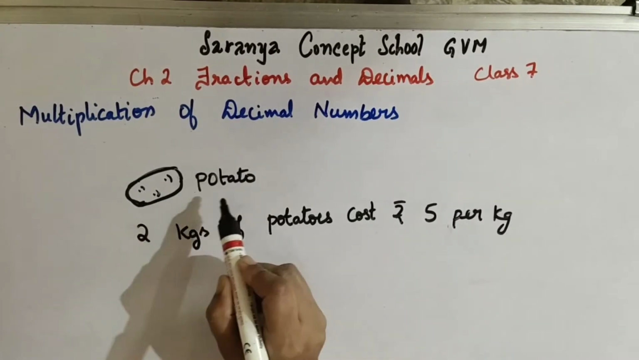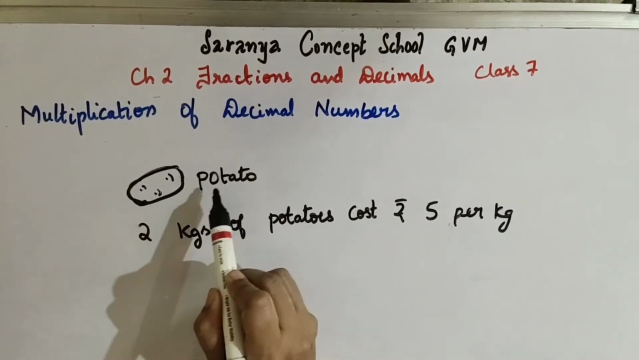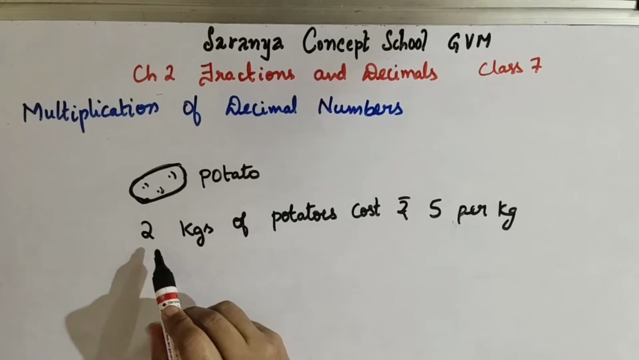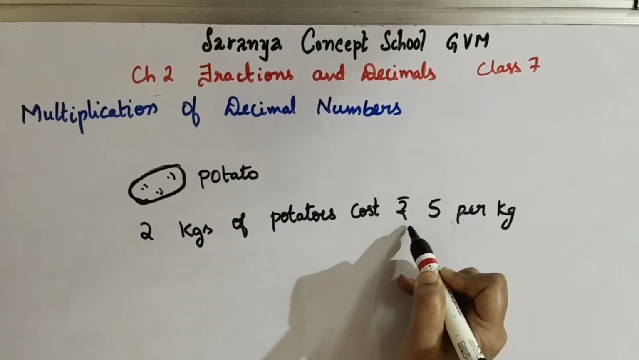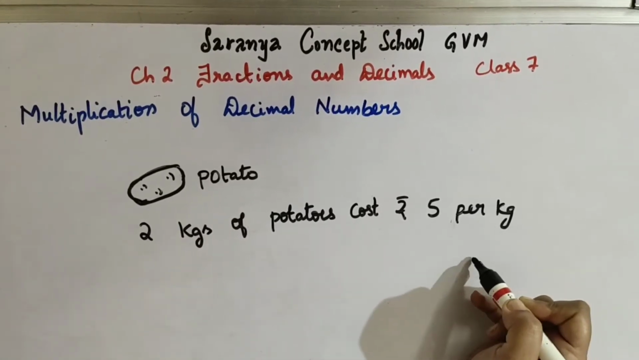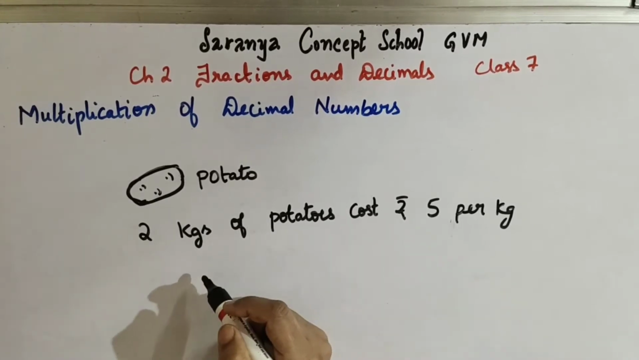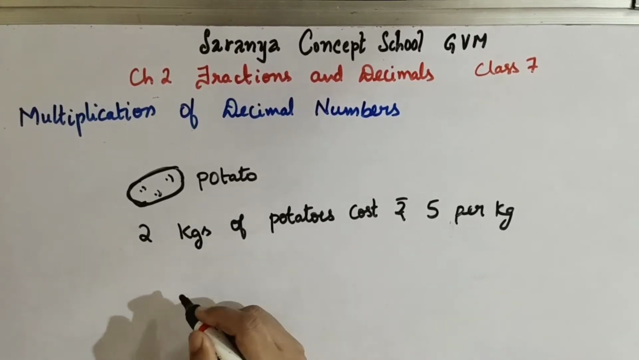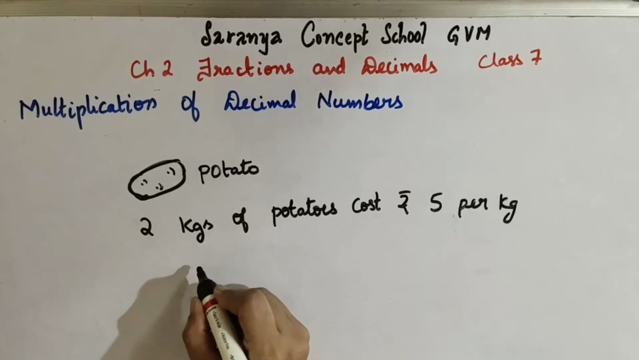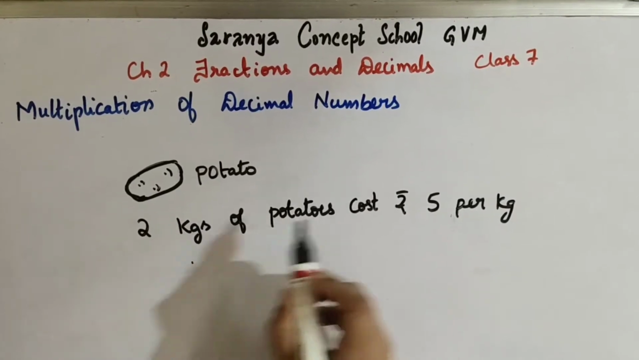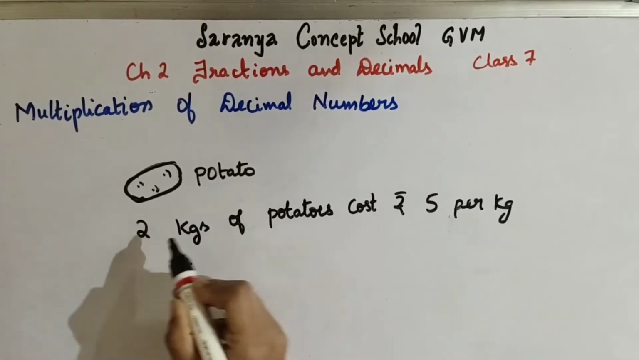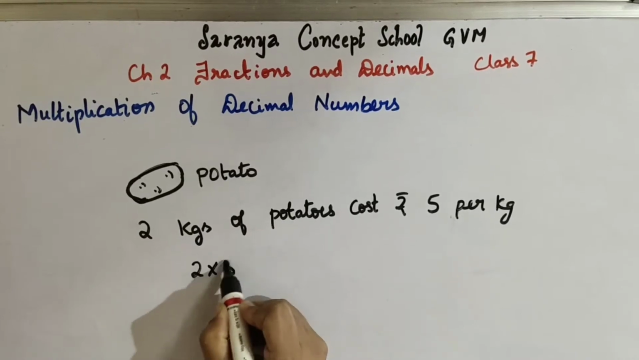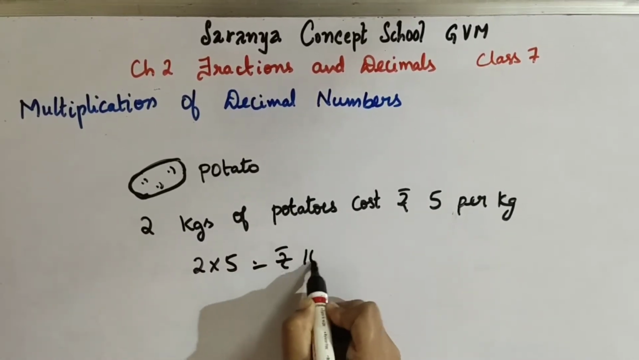Suppose you go to a market and buy potatoes. Here you buy 2 kgs of potatoes at the rate of rupees 5 per kg. Now how much are you going to pay to the shopkeeper? That's a very simple calculation. We often do that, right? So 1 kg costs rupees 5, so 2 kgs cost how much? 2 into 5, that is you will pay rupees 10 to the shopkeeper.